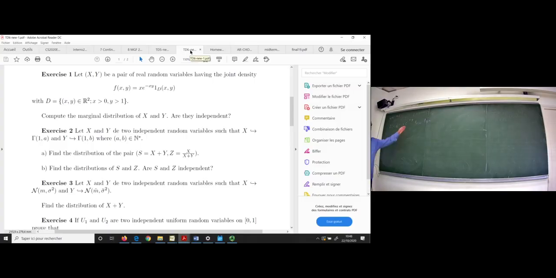So you have this density function, this joint density function, okay? And I want the one of x, the one of y, and to check if they are independent or not. So you have everything here, huh? Okay? So don't copy what I have written, it's exactly what is written in here.